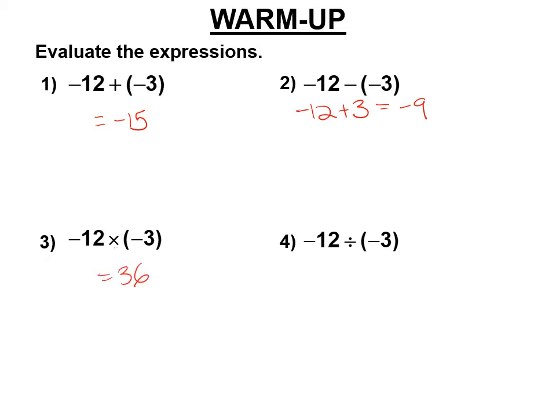Negative 12 times negative 3, two negatives make a positive, equals positive 36. And notice that's the times symbol, not the letter x. And negative 12 divided by negative 3, two negatives make a positive, you get positive 4. And we could have also written that like that. It would still be positive 4.